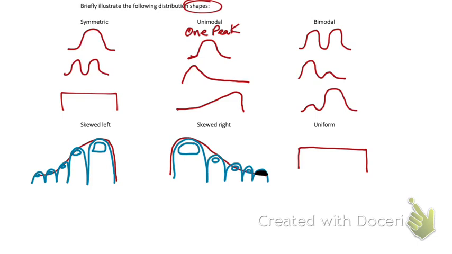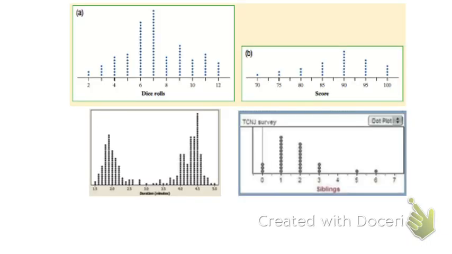Do you guys have any questions about shapes? What does SOC stand for? Shape, outlier, center, spread. There we go. Shape, outlier, center, spread. I love it. All right.